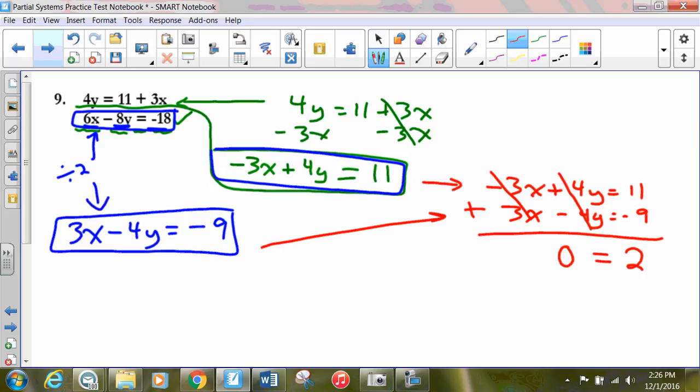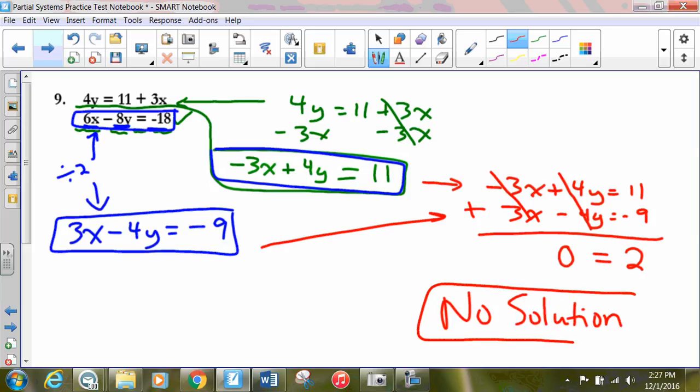When x and y are both out of the picture, and we just have numbers left, we have to ask ourselves, is this a true statement? Does 0 equal 2? And we have to answer, no, it doesn't. So that means there's no solution, which means if we graph this, we would have ended up with 2 parallel lines.